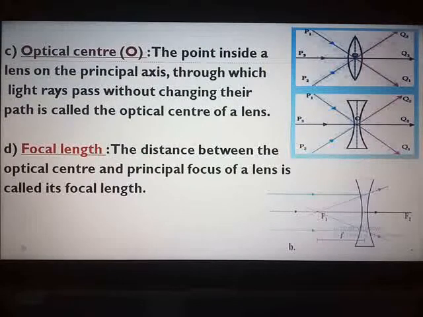Third, optical center. There only you have below the radius of curvature. Below principal axis you can have optical center. The point inside a lens on the principal axis through which light rays pass without changing their path is called the optical center of a lens. And this definition, focal length, you will get on the same page above figure 7.5. You can see the last definition. The distance between the optical center and principal focus of a lens is called its focal length. Apart from this, you have the definition of principal axis. You have about principal focus that you can also write in the notebook.